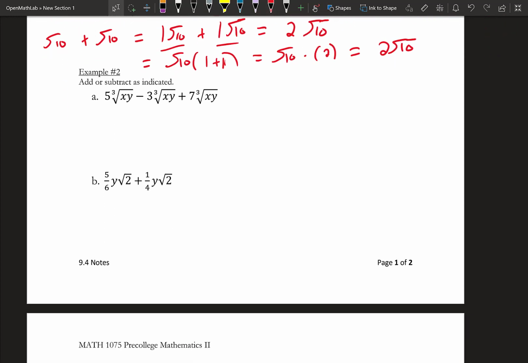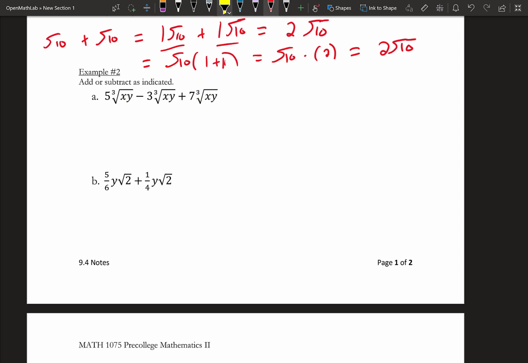So in example 2, we have some more examples of this. Notice the very first thing I'm looking at is, excuse me, not the radicand, but the index. The index on all 3 of these is the same, 3. And now we can look at the radicand. Notice all of them are xy. So since all those things match, these are like terms.